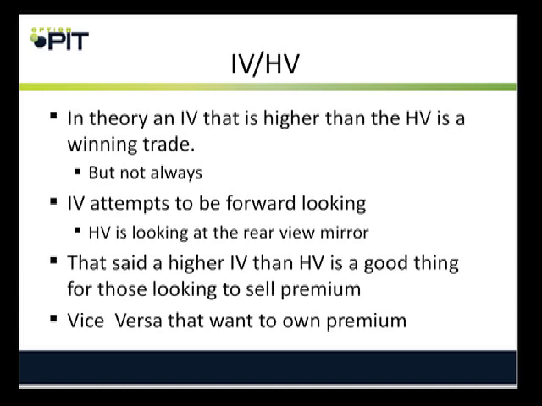IVHV, all right? In theory, an IV that is higher than HV is a winning trade, but not always, all right? The thing you've got to remember is IV tends to be forward-looking, and HV is looking in the rear-view mirror. That said, a higher IV than HV is a good thing for those looking to sell premium. Vice versa for those that want to own. When I'm buying an IV that is way below how a stock is moving, that is usually a winning trade. When I'm selling it way higher than a stock is moving, that's usually a winning trade. The only time you'll see stuff like that where it doesn't work is on earnings. Okay?